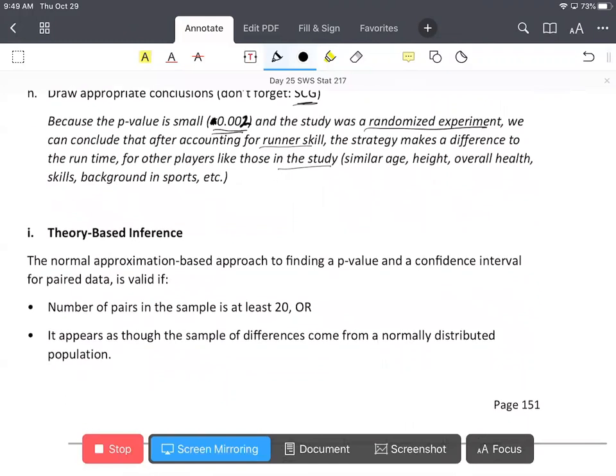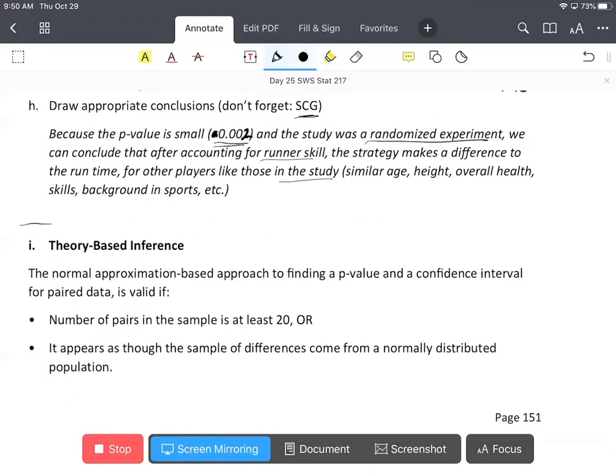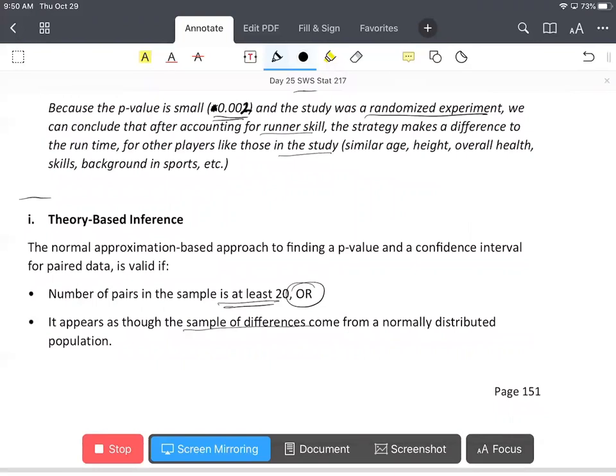To use theory-based inference, we can do that also. So that's using simulation, okay? Let's now go to, can we use theory-based? Because that's in a lot of ways even easier. We can use the normal approximation-based approach to find a p-value and a confidence interval for paired data if it's valid: if the number of pairs in the sample is at least 20, or it appears that the sample differences come from a normally distributed population. All right, so one of the two things, it can't be strongly skewed.